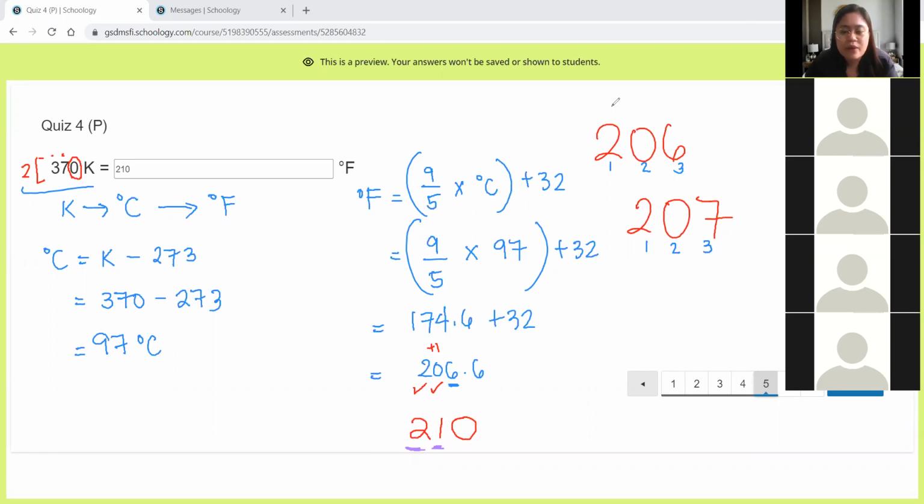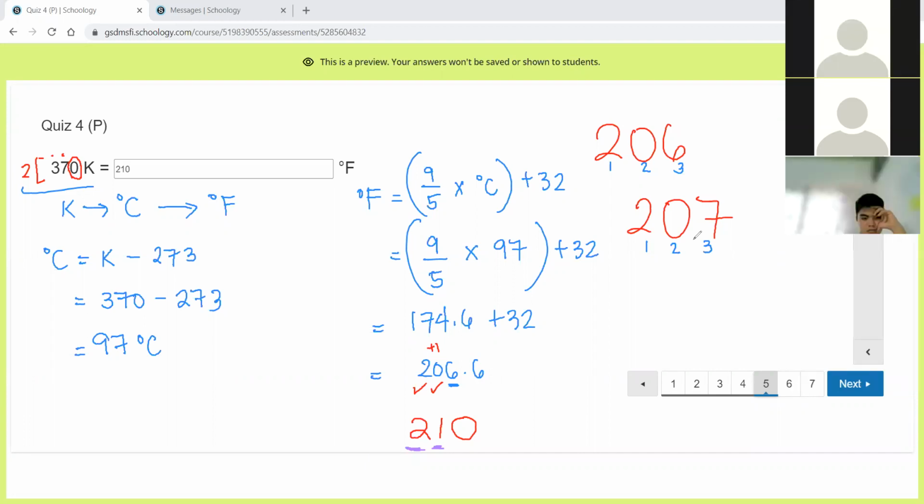Okay? Questions for this one? Did you get the correct answer here? Or not? Some of you had an answer of either 206.6 or 207. So again, do not forget our rules for significant figures.